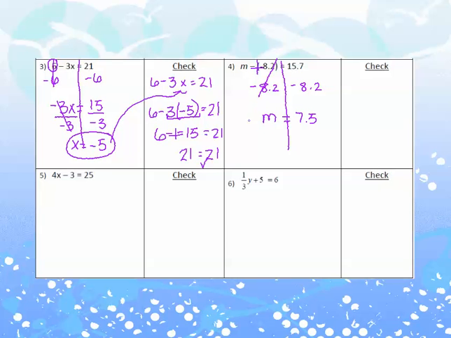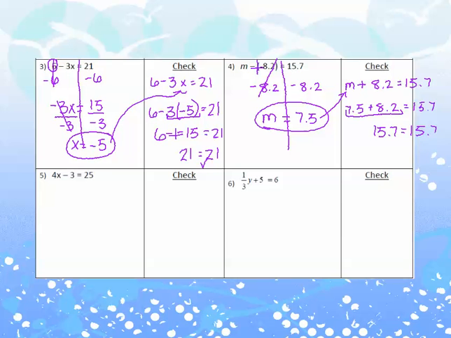Now because I don't have a coefficient with my letter, I'm actually done here. That was only a one-step problem. Now we can do our check. We can do m, and we know it's plus, so let's just make it plus 8.2 should equal 15.7. We're substituting in for m, 7.5. So 7.5 plus 8.2 should equal 15.7. If I add 7.5 plus 8.2, I do get 15.7. So I did get it right, and my answer is good.